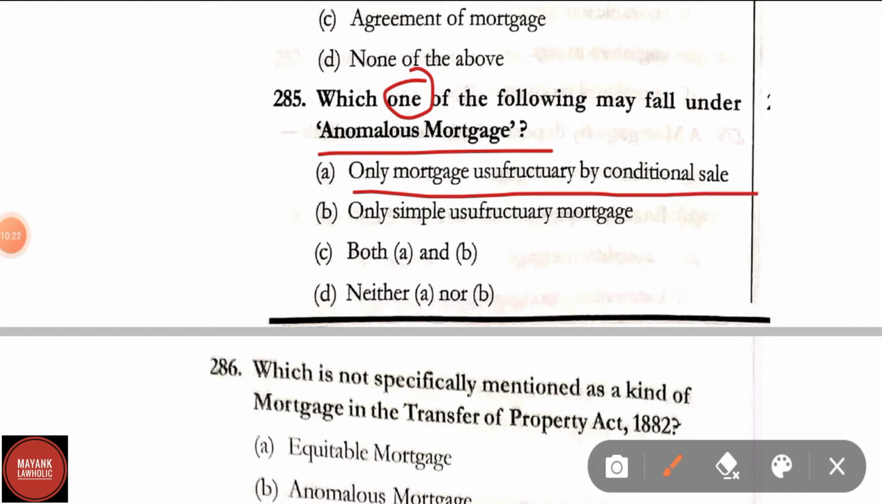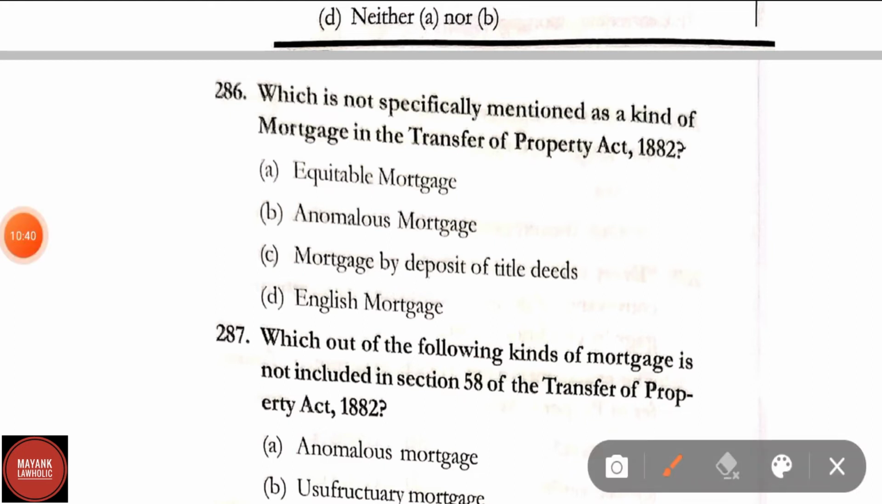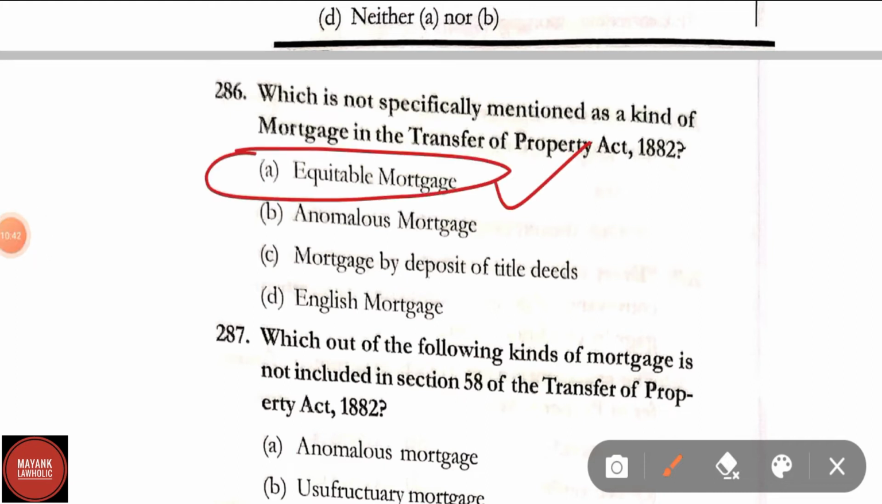Options: only mortgage, usufructuary by conditional sale, only simple usufructuary mortgage, both A and B, neither A nor B. Correct answer is option C, that is both A and B. Question number 286. Which is not specifically mentioned as a kind of mortgage in the TPA? Correct answer is option A, that is equitable mortgage.